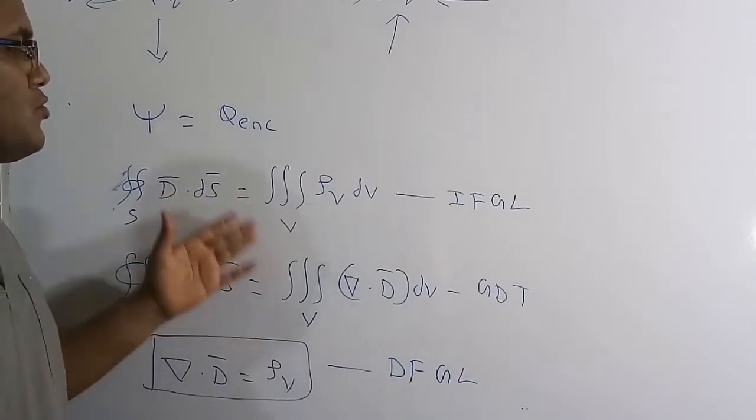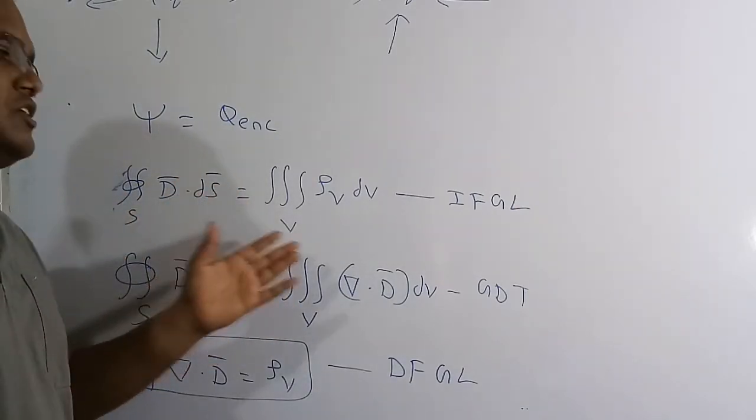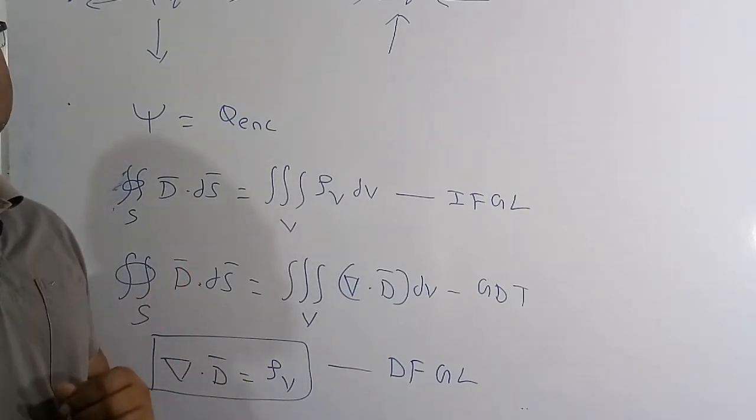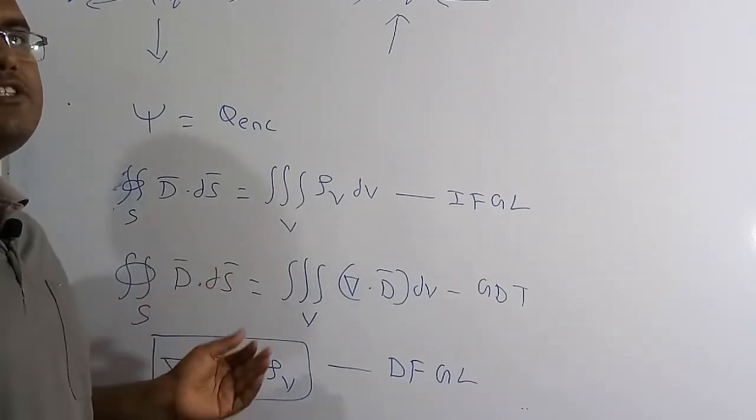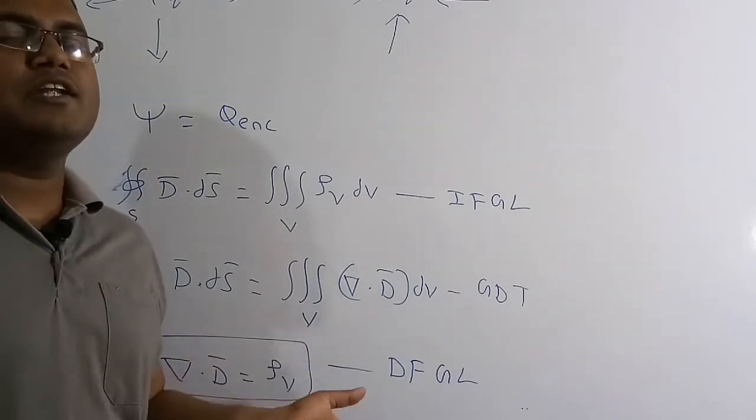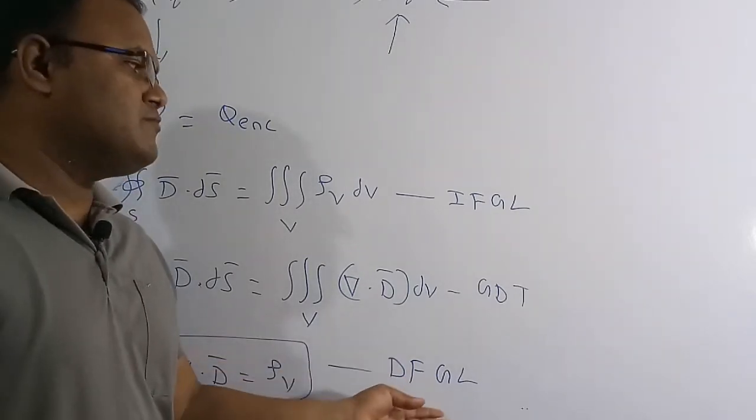By seeing these above two equations, the LHS are the same, so we are going to equate the RHS. Therefore we can say del dot D bar is equal to rho v. It indicates that the divergence of the electric flux density is equal to the volume charge density. We are going to call it the differential form of the Gauss law.